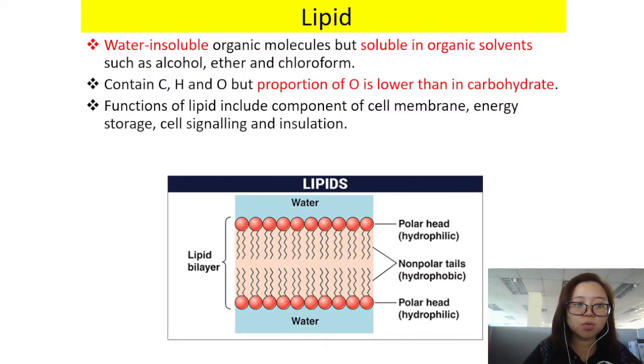A lipid is a water-insoluble organic molecule but soluble in organic solvents such as alcohol, ether, and chloroform. So imagine something fatty: it does not dissolve in water, it dissolves in other organic solvents like alcohol, ether, chloroform. Lipids contain CHO: carbon, hydrogen, and oxygen. A lot like the carbohydrates, but the proportion of oxygen is lower than in carbohydrate. The difference from carbohydrate is that it has less oxygen.